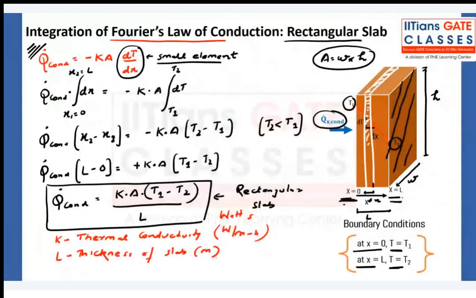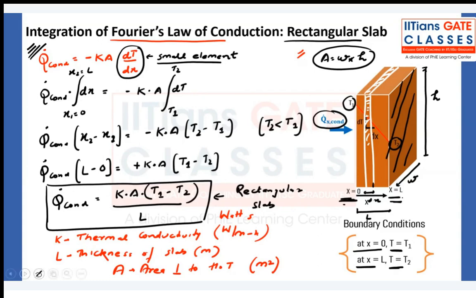Okay. And area is the area perpendicular to heat transfer, and this is meter square. In this it is width into height, and T1 and T2, we all know, are the temperatures at both sides. Okay, chalo, is it clear? This much is clear or not?